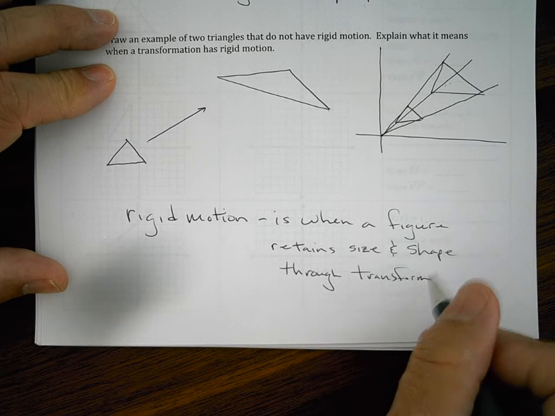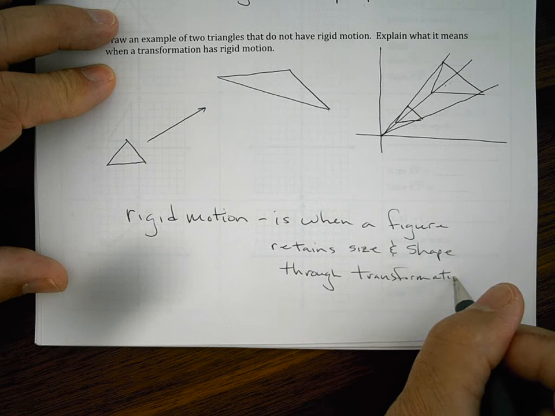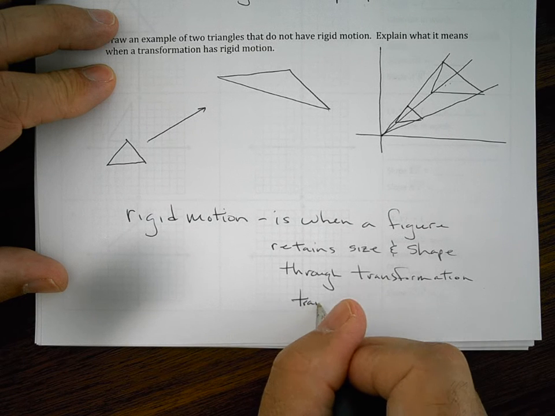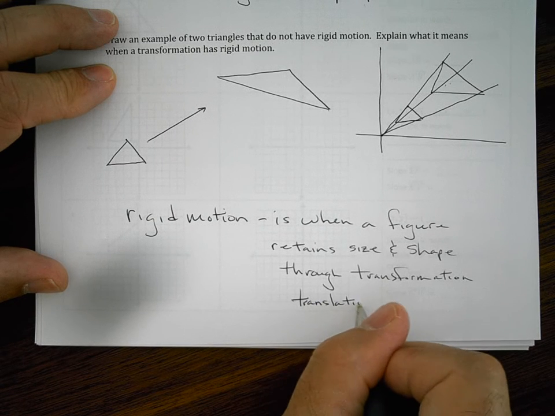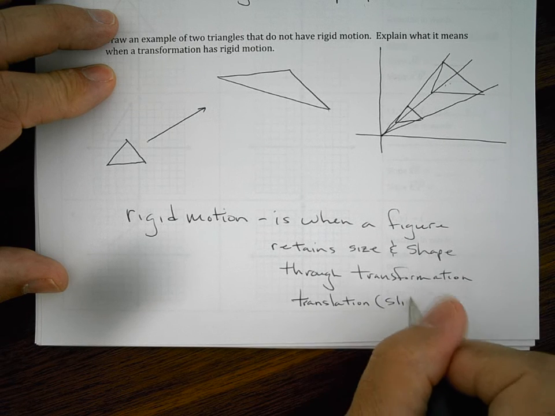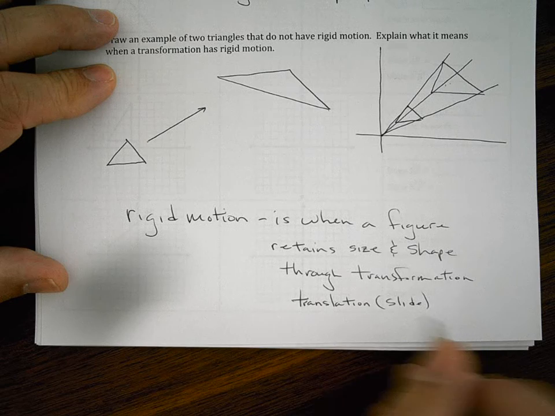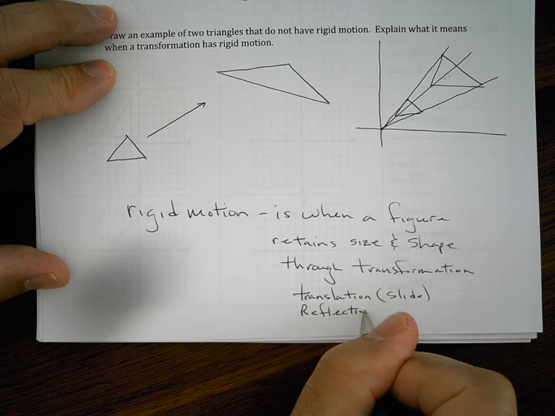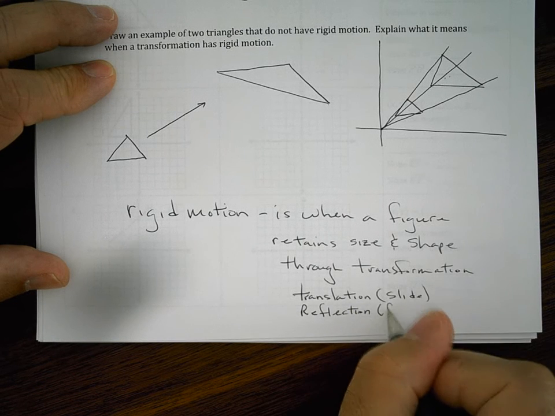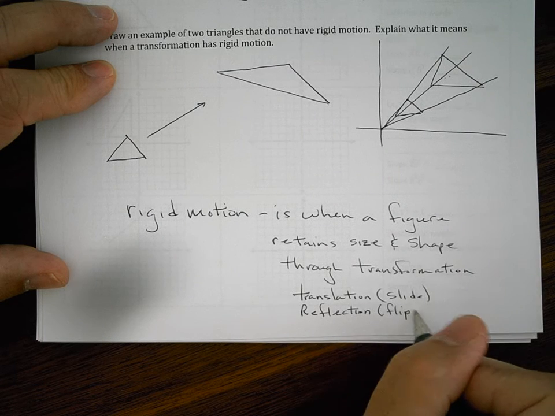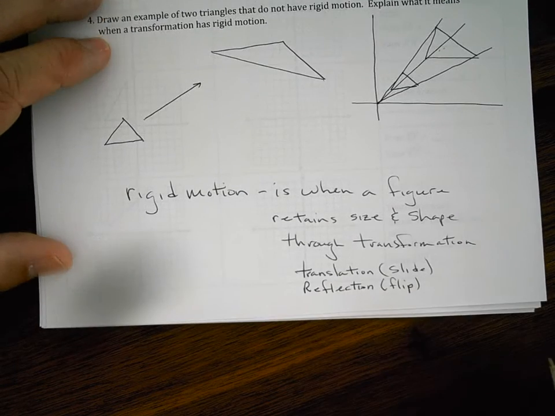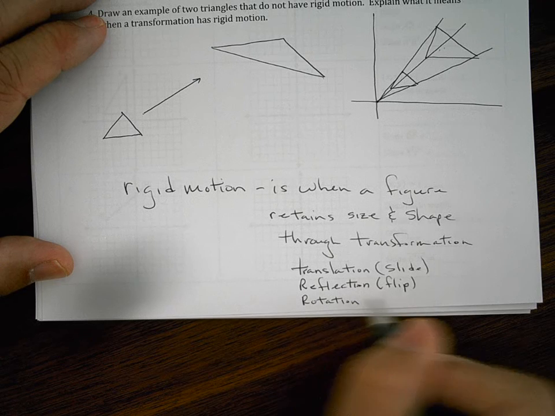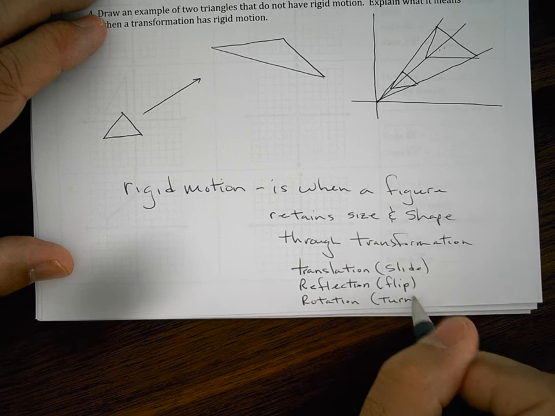So remember, when I say transformation, I'm talking about the three types of movement we have, which would be translation. Translation, that's a slide. And then we have reflection, which is a flip. And a rotation, if I can squeeze it on there at the very bottom. I don't know if we have a nickname for rotation. Guess we could say a turn. We usually don't have a nickname for rotation.